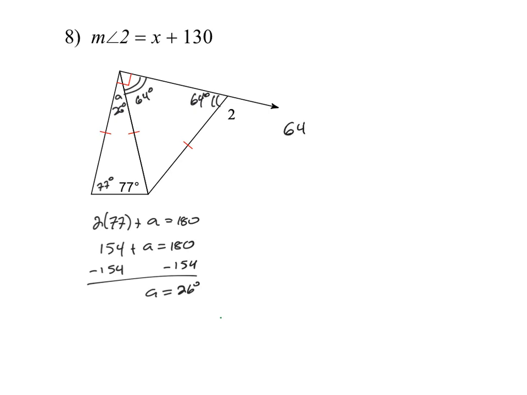So 64 plus x plus 130 equals 180. Again, why those two only? Because they are a linear pair, right? They are two adjacent angles that form a line, right? So x plus 194 equals 180, so minus 194, so x equals negative 14.